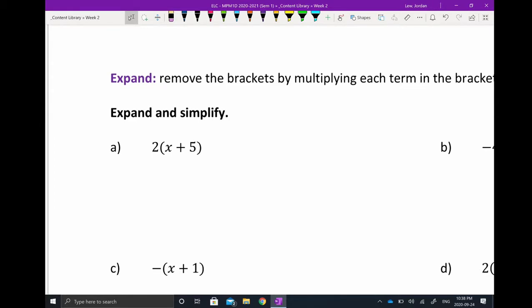So we're going to expand and simplify. Expand, again, means to remove the brackets. Simplify means to collect any like terms. So if I want to expand this expression, I need to multiply everything inside the bracket by the multiplier out front, which in this case is 2. So that 2 is going to multiply by the first term and multiply by the second term. So 2 times x is 2x plus 2 times 5, which is 10. I can't simplify anything else because there are no like terms, so this is an easy one and it's done.